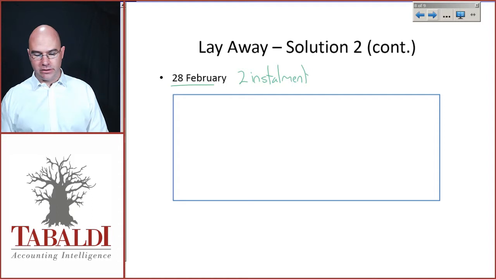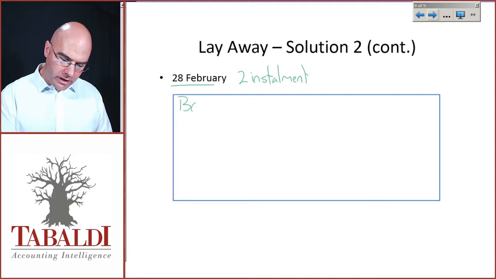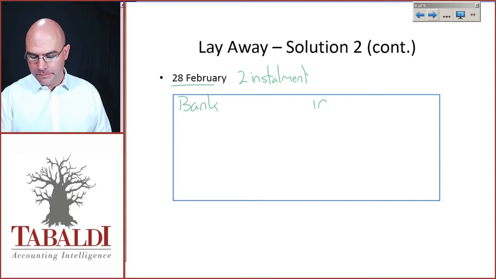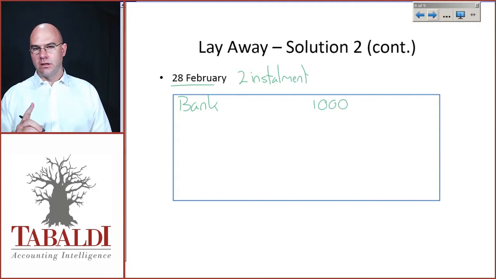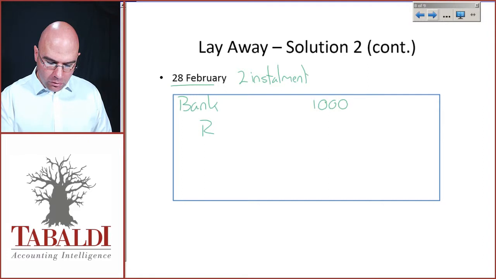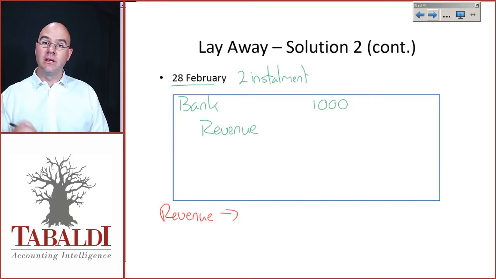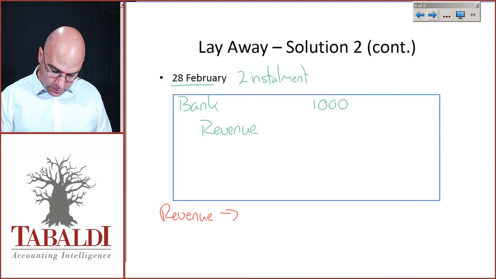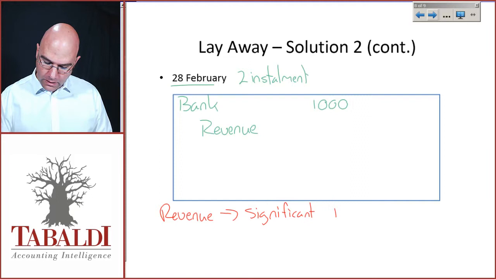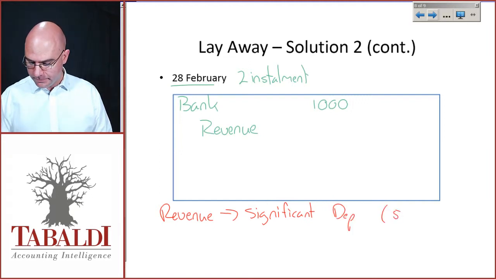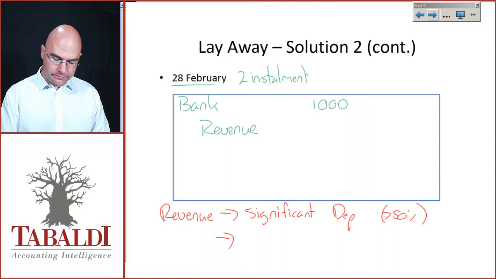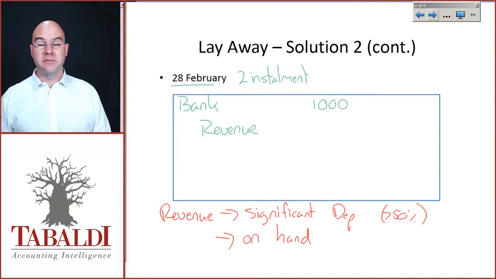Assuming you've pushed pause and you've given it a try, always start with your cash flows. When you have tricky journals, you'll debit bank 1,000. The point I want to make now is that you will recognize revenue on this date. Why? Well, we've met all the criteria in terms of the illustrative examples. We have a significant deposit, which is more than 50%, and the bike is on hand and ready for delivery. And it has been identified.